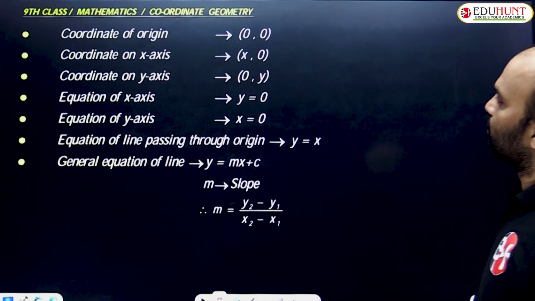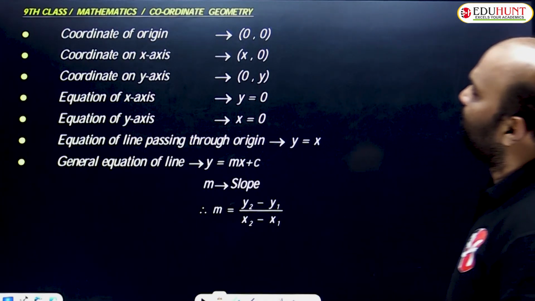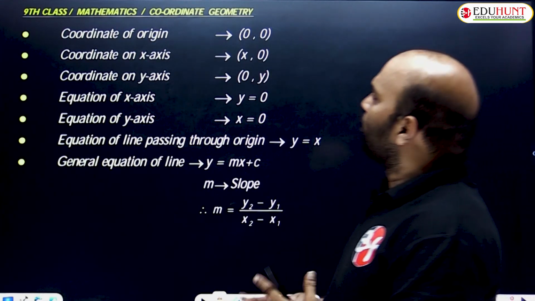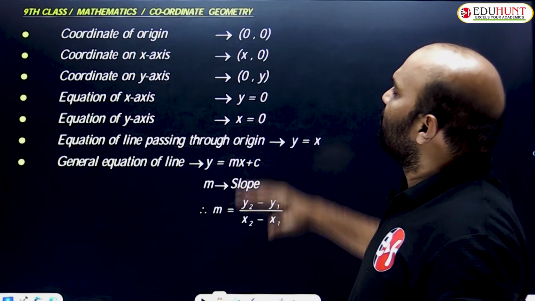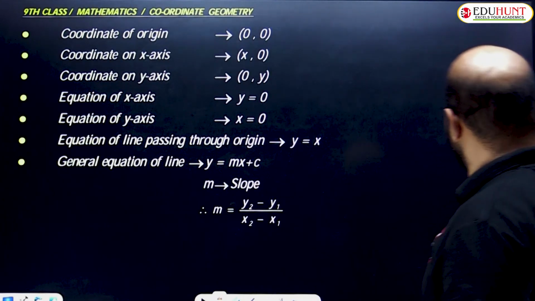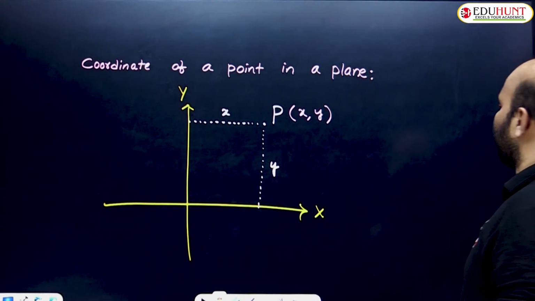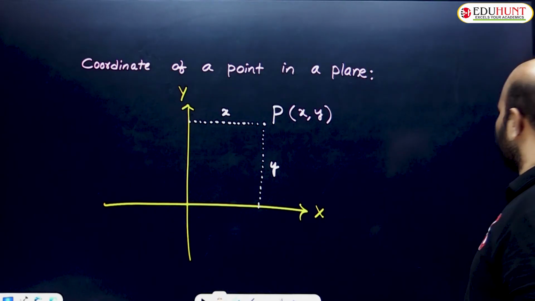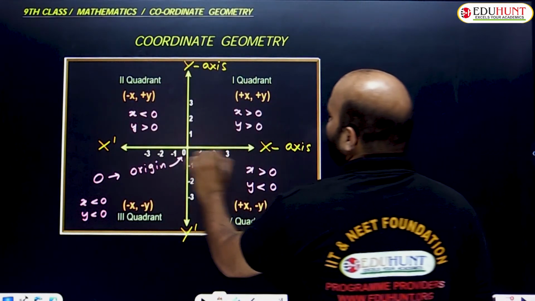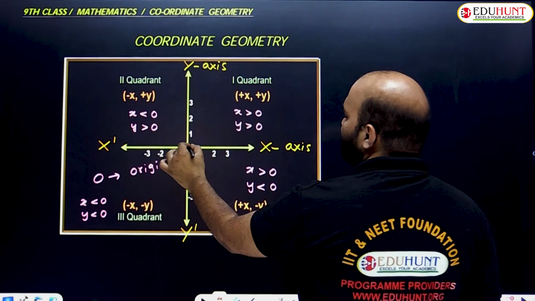Am I clear? So let's explain the main concept of the coordinate system. First, the coordinates of the origin. The origin is nothing but (0, 0). The x coordinate and y coordinate should both be 0. This intersection point of the x-axis and y-axis is called the origin.